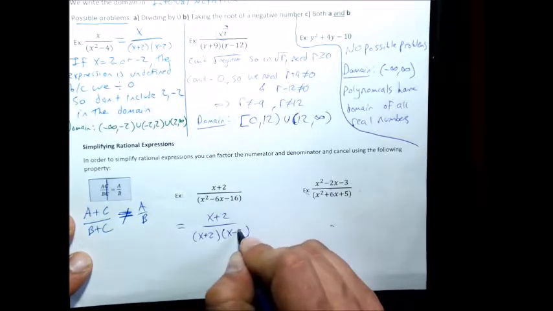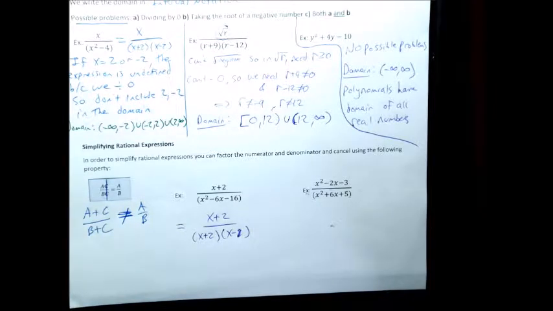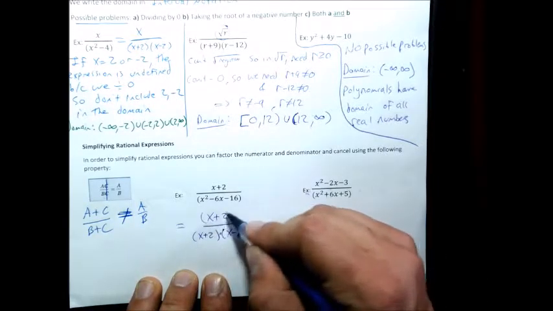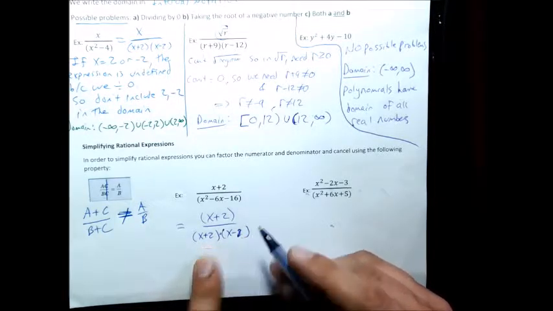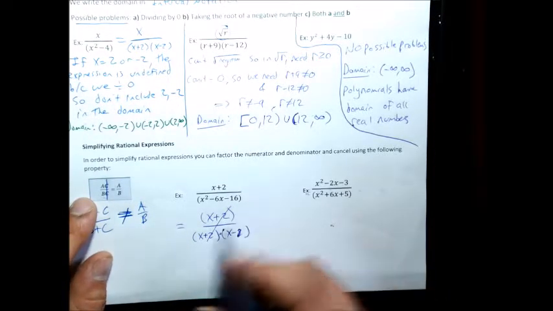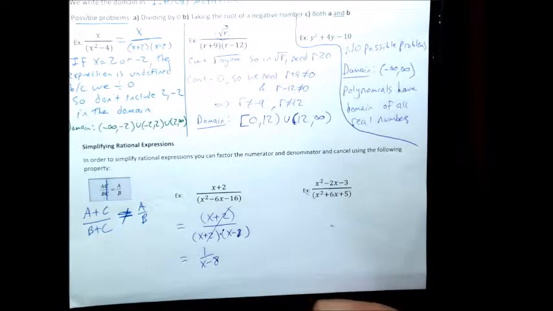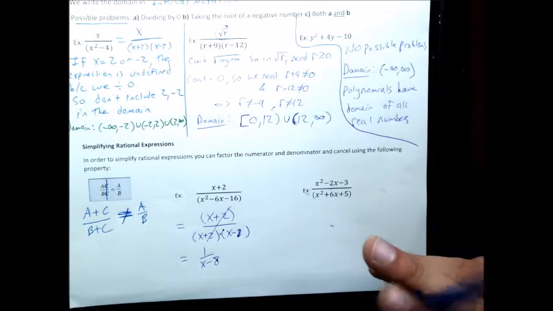Because minus 8 and 2 multiply together to give us negative 16, and they add together to give us minus 6. But now this is a situation where we have multiplication on the bottom. We've got x plus 2 multiplying times x minus 8. And so we can cancel out the x plus 2's, and we get 1 over x minus 8. And again, it's because those things in the bottom are being multiplied. That's the important part there.